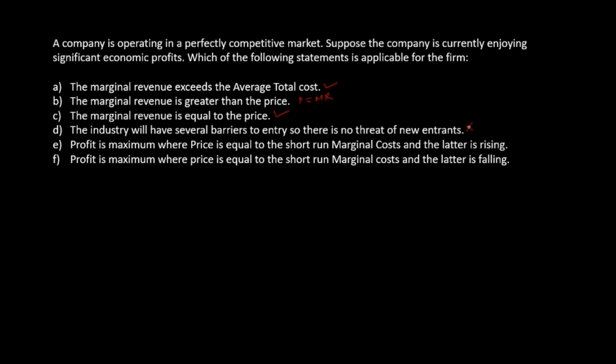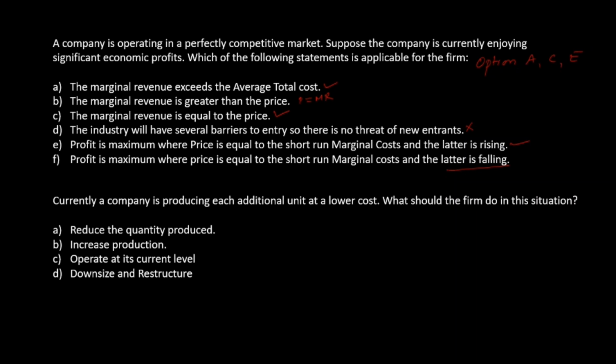Option E, profit is maximum where price is equal to the short run marginal cost. So this is correct. To maximize profits, you should have price equal to the marginal cost and the latter is rising. So marginal costs are rising. So this is a correct option. The last one, profit is maximum where price is equal to the short run marginal cost and the latter is falling. So this portion is not correct because marginal cost is rising. So I choose option A, option C and option E. So the correct answers here are option A, C and E.